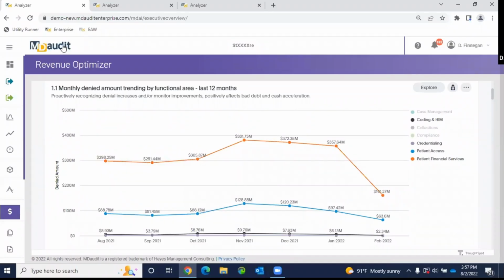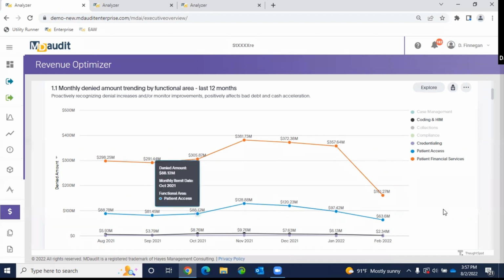Here today to talk about the MDaudit Revenue Integrity Suite. What that suite does is it harnesses the power of data, denial data, and predictive capabilities to ensure that you're drastically mitigating denials, maximizing revenues, and recognizing healthy bottom lines. So let's show you how that works.